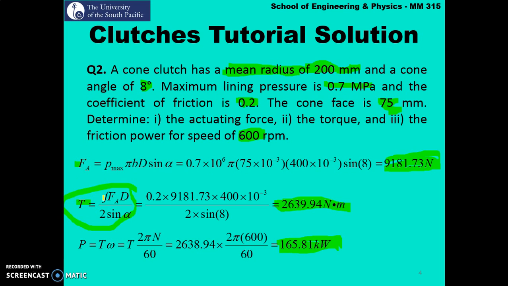Again, you need to be mindful that equation 1 and equation 2 can only be used if the problem on cone clutches is given in this manner, in which the mean diameter or the mean radius is given, the cone face is given. Otherwise we can use previous types of equations, but we need to introduce the sine alpha component over there.